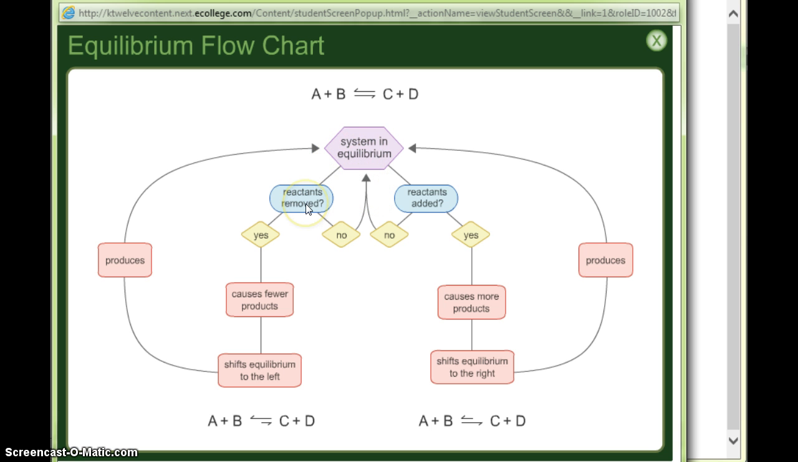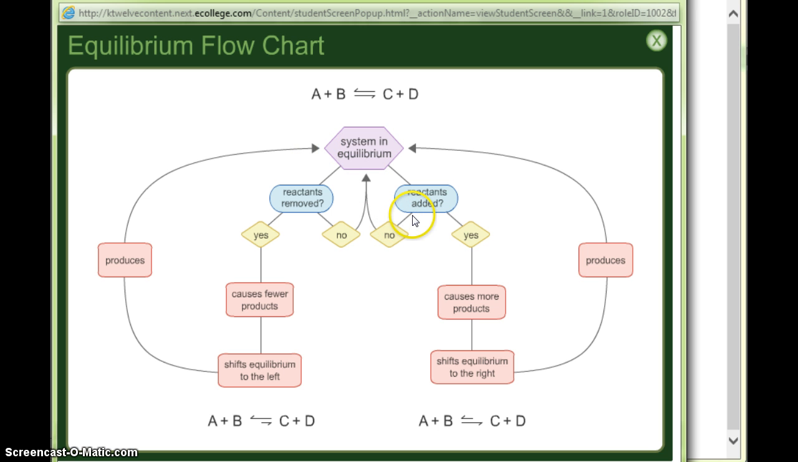What if reactants are removed? Okay, well, if you didn't, then it's still in equilibrium. But let's say we took out some of the reactants. This causes fewer products. Shifts equilibrium to the left, okay, and it produces a system in equilibrium.